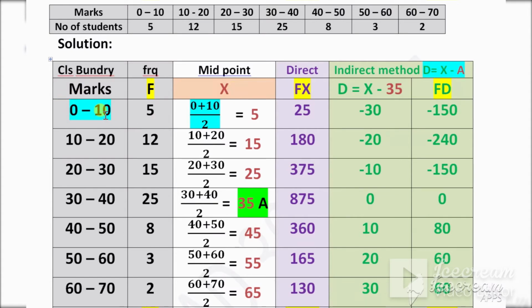Always add up the two numbers. So first add 0 plus 10 divided by 2, we will get 5. 10 plus 20 divided by 2 is 15. 20 plus 30 divided by 2 is 25. 30 plus 40 divided by 2 is 35, and so on and so forth. So just add up these two numbers, divide by 2, add up these two numbers, divide by 2.